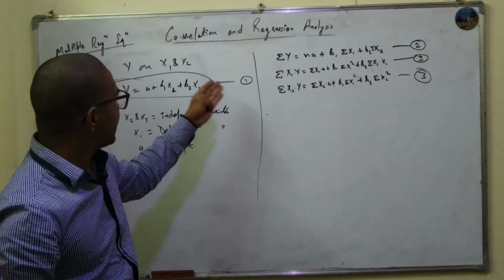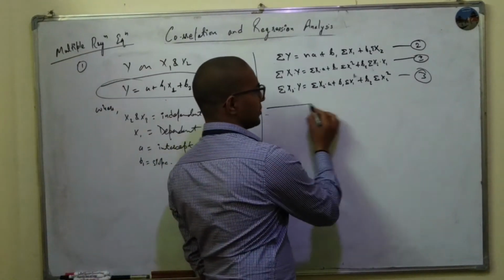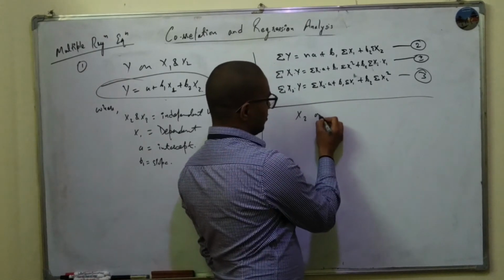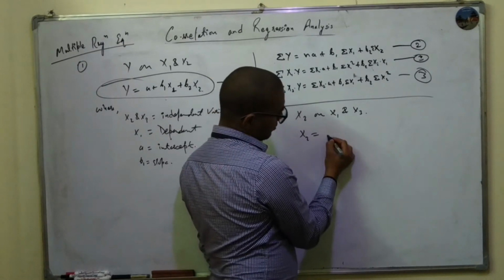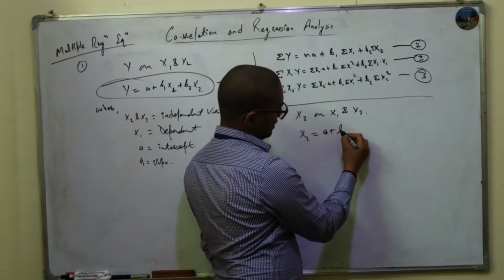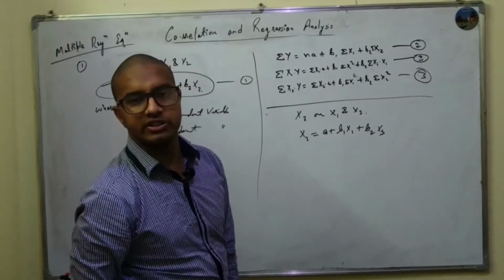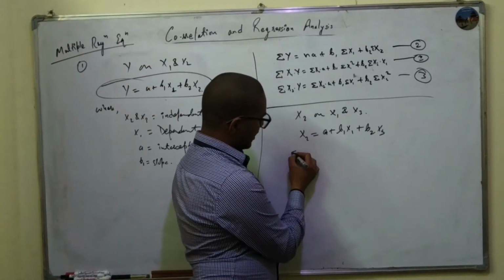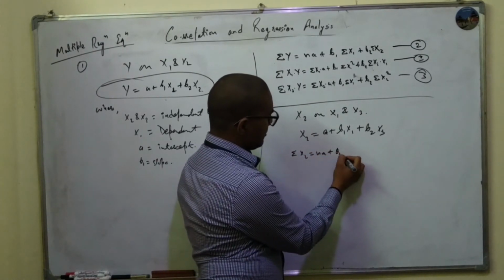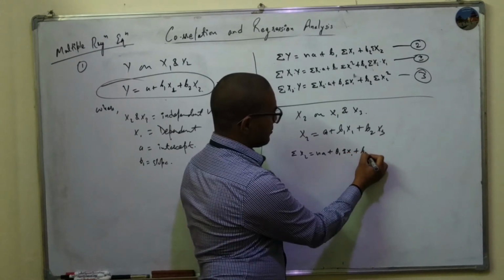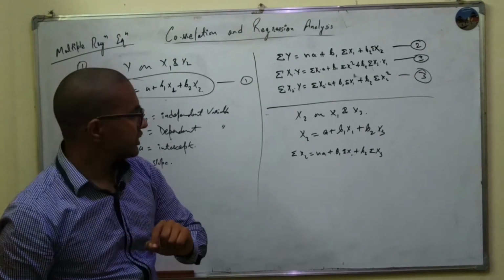So you could do the same thing for x2 on x1 and x3. I'll give you an example as well. x2 on x1 and x3. So x2 equals a plus b1 x1 plus b2 x3. That will be your first equation. Next we multiply it with the summation: Σx2 equals n times a plus b1 Σx1 plus b2 Σx3. That will be your second equation.